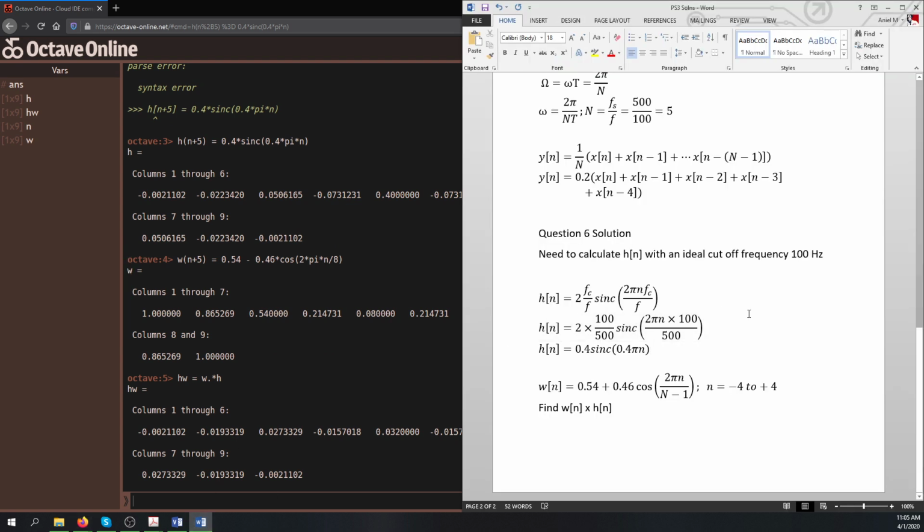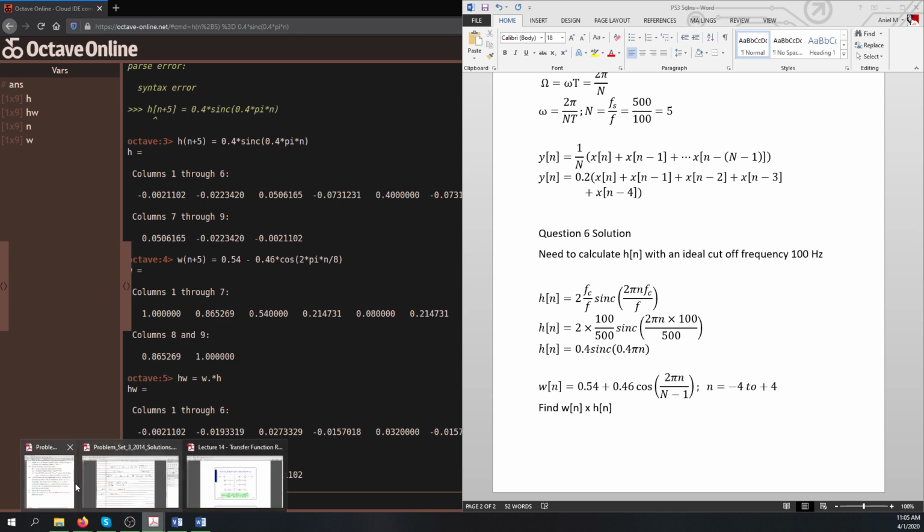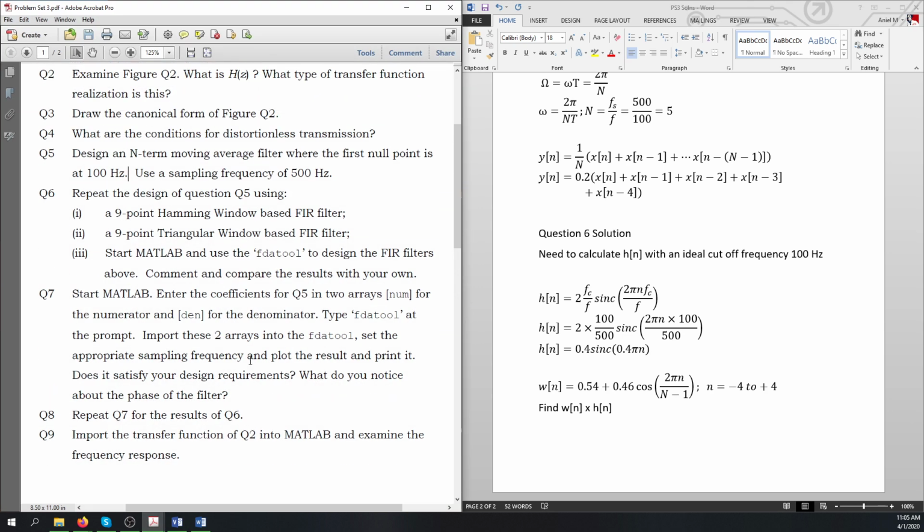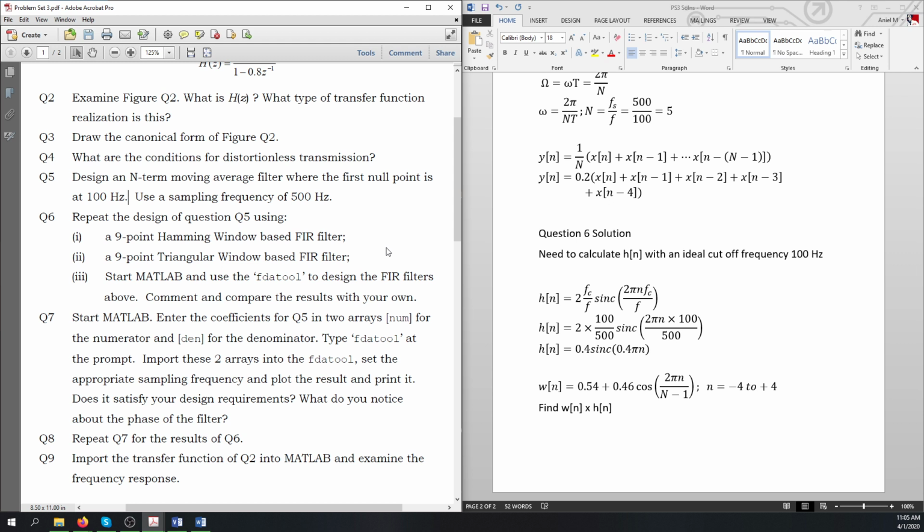Alright, so in repeating the steps of question 6 here, you need to repeat the design of question 5 using a 9-point Hamming window based FIR filter. The first thing is that because we're doing a FIR filter, we need to make sure that we have the ideal low-pass filter response. So the ideal low-pass filter response is given by this equation here, which is h of n is equal to 2 fc divided by fs multiplied by sinc of 2 pi n fc divided by fs.